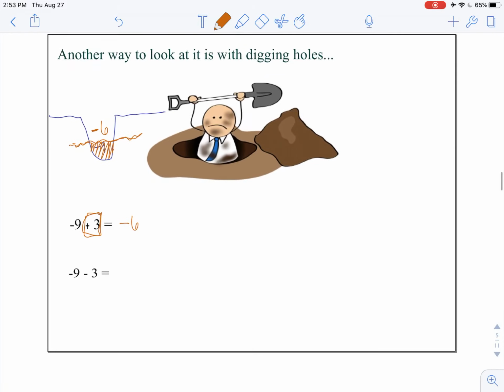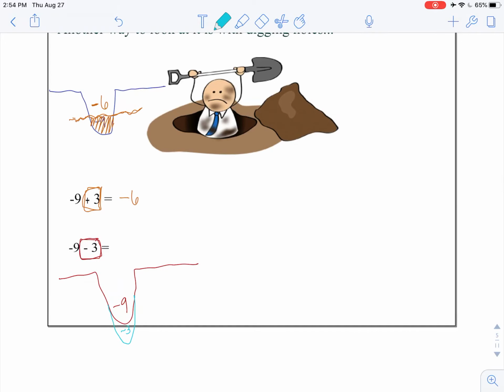Let's look at -9 minus 3. So here I have a hole that's 9 feet deep. And now I'm taking away 3. That means I'm digging even more from my hole and digging out 3 more feet of dirt. What this shows me is now my hole is not just 9 feet or 3 feet deep. It is 12 feet deep.